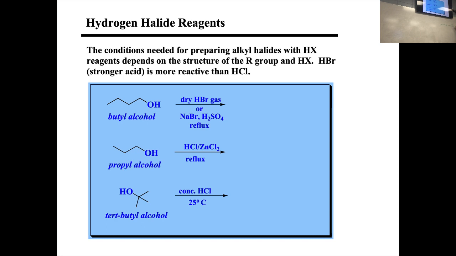Reflux means to heat this up and boil it. So basically what we're doing is we're taking the alcohol, we're bubbling HBr gas through it, and we're heating it up. And what we're going to do is we're going to get 1-bromobutane. Okay? What's the mechanism? Is it SN1 or SN2?